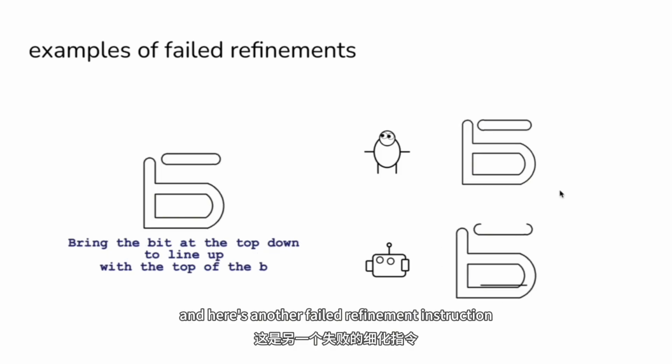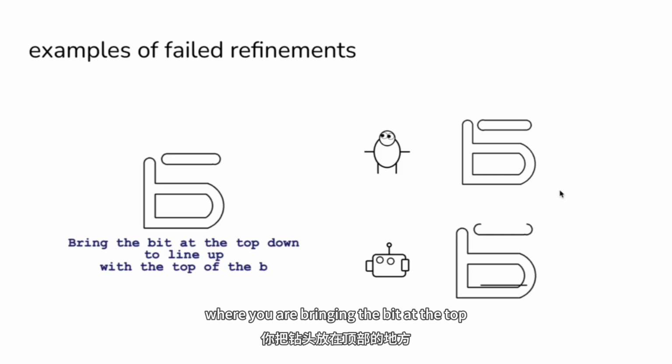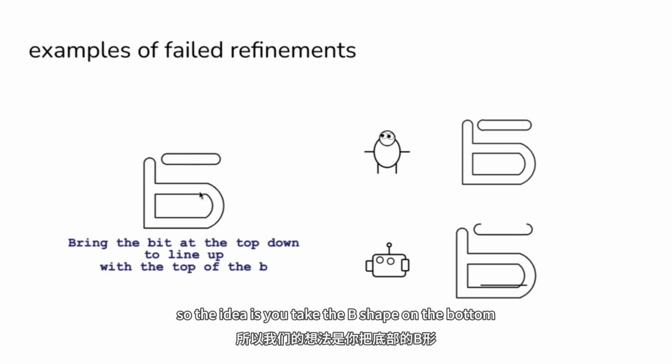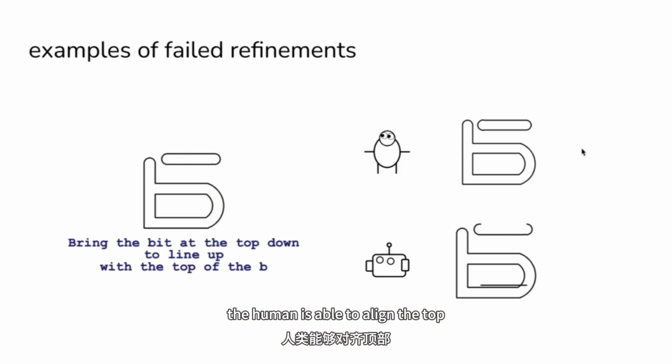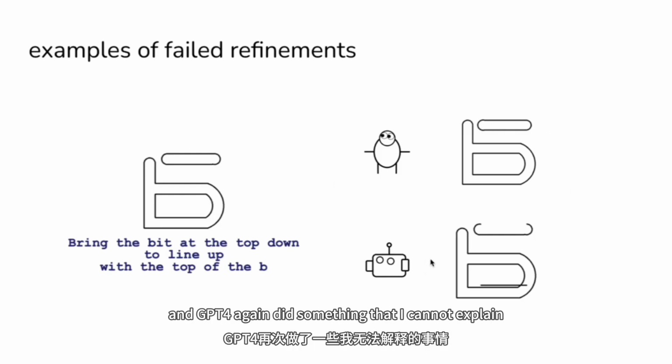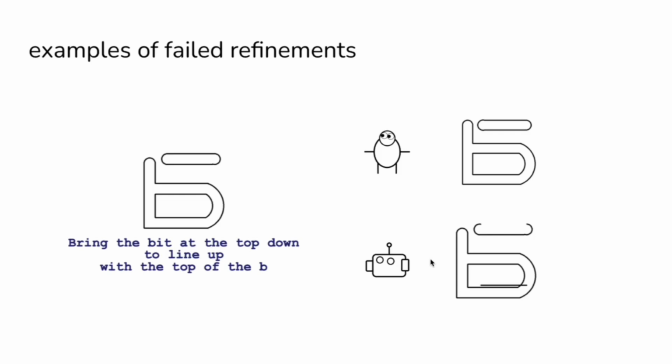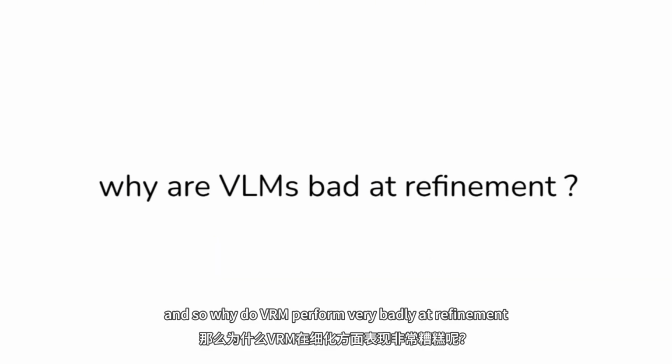And here's another failed refinement instruction where you are bringing the bit at the top to line up with the top of the B. So the idea is you take the B shape on the bottom and line it horizontally with this noodle shape on top. The human is able to align the top part of these two shapes, and GPT-4 again did something that I cannot explain. And so why do VLMs perform very badly at refinement?